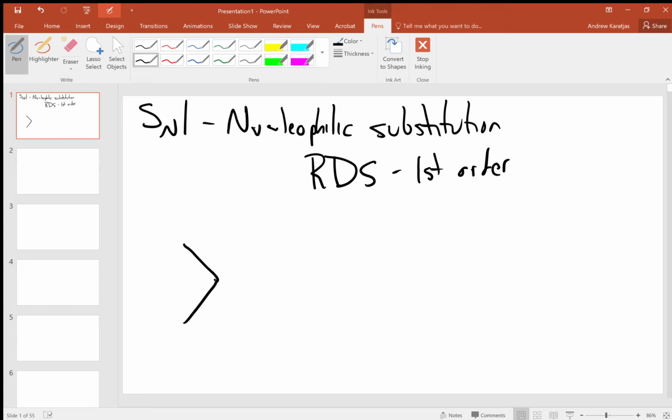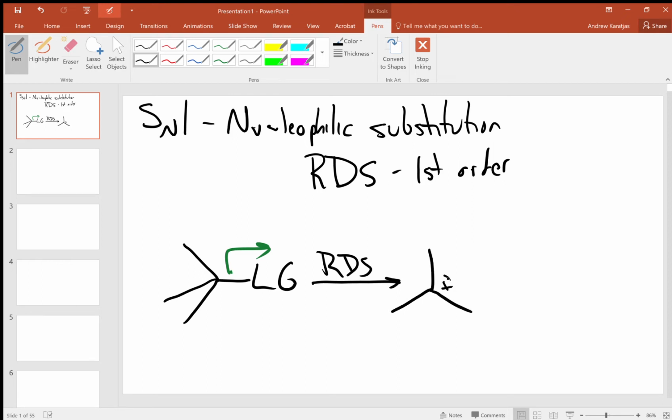The basic mechanism for a reaction like this is we have some sort of leaving group that leaves. That happens in the first step. That's our rate determining step, or our slow step. That forms a carbocation, and then a nucleophile is able to attack that carbocation to give us the product. The second step, the addition of the nucleophile, is generally very fast for this reaction because we're reacting with a highly reactive carbocation intermediate.